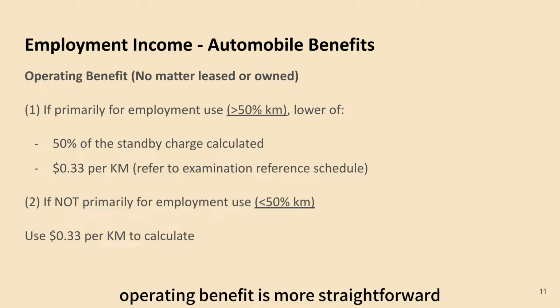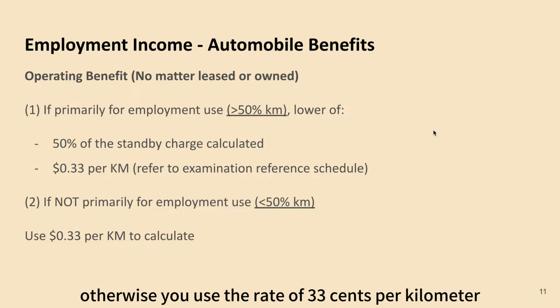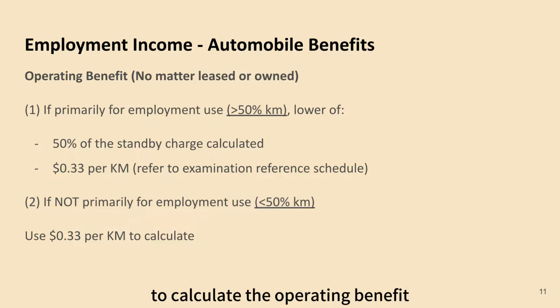Calculating the operating benefit is more straightforward. Regardless of ownership or leasing, there are just two scenarios. If the vehicle is primarily for work use, you choose the lower of two figures. Otherwise, you use the rate of 33 cents per kilometer to calculate the operating benefit.